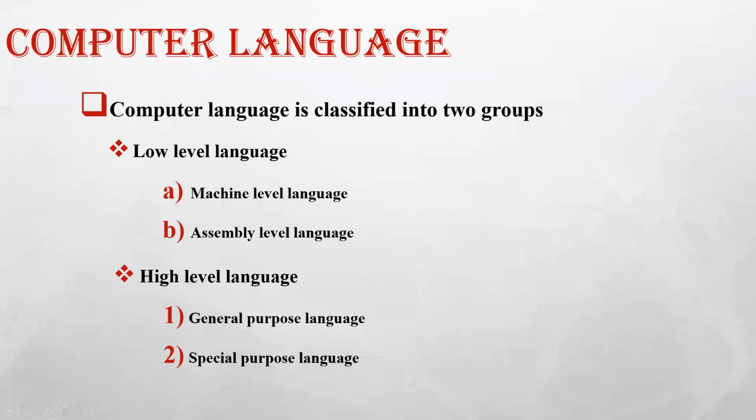So what is a computer language then? A computer language, or programming language, is a set of rules called syntax, which the user has to follow to instruct the computer what operation he is going to perform.